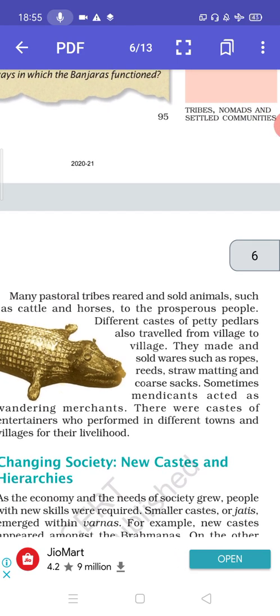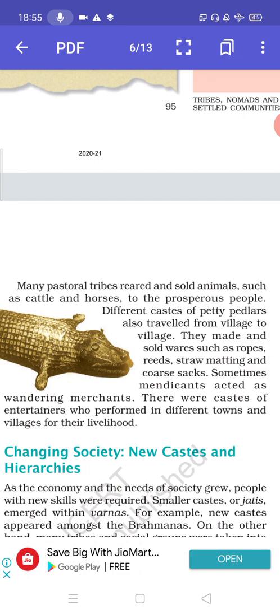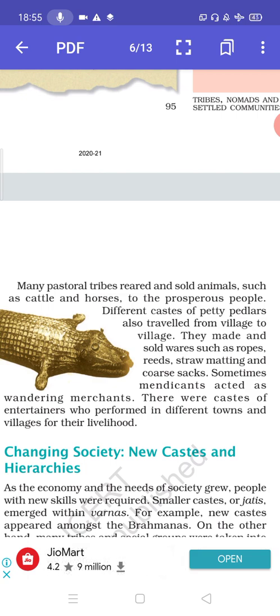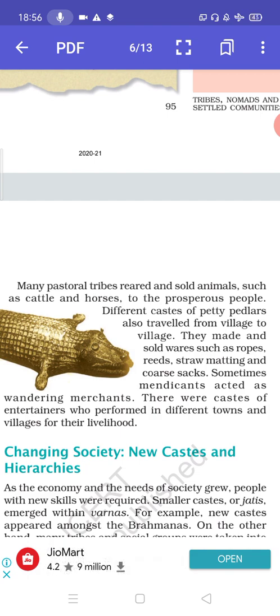Okay, so then there were other pastoral tribes who reared and sold animals such as cattle and horses to rich, prosperous people. Different caste of peddlers. There were peddlers who traveled from village to village and sold certain things like ropes, reeds, and straw matting, things made when straw was matted, and maybe mats were made from it, and they used to sell it. There were caste of entertainers.